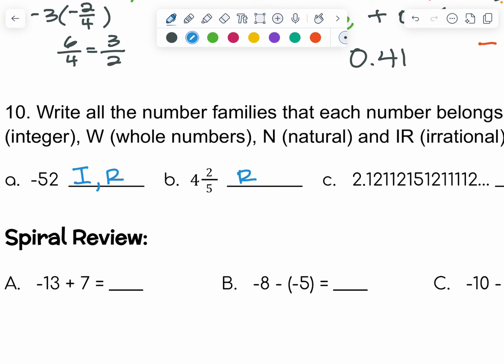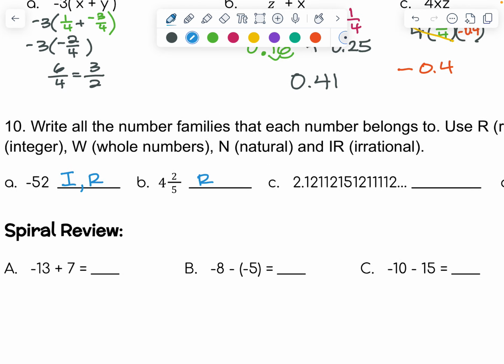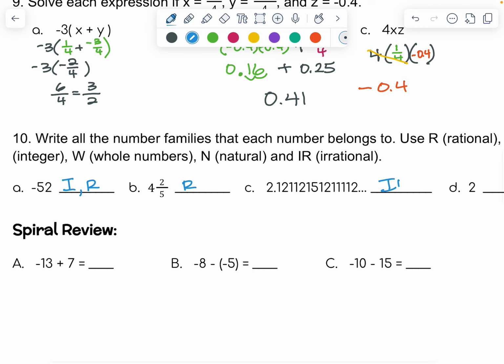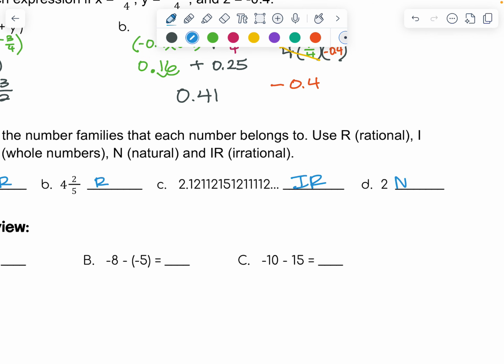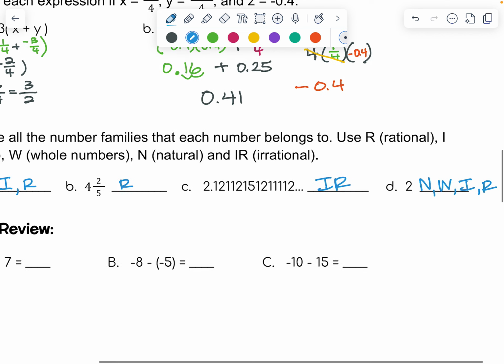2.12112151. Oh, that's a hot mess. I can't write that as a ratio. It just keeps going on and on. That's irrational, terrible. We're not going to do anything with those numbers. And 2. Oh, 2 is natural, whole. It's also an integer, and it's rational. It's everything.